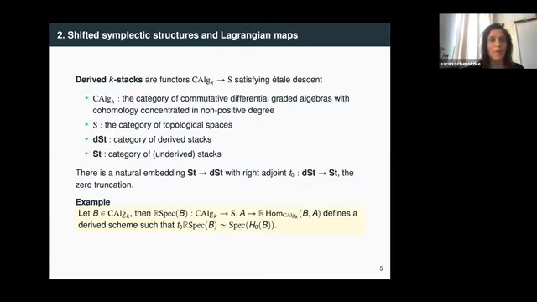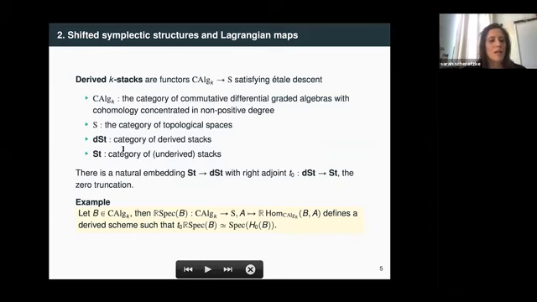Okay, so let us move on to the derived setting. So we're going to work with derived stacks. So what are derived stacks? They are functors from the category of commutative differential graded algebras whose cohomology is concentrated in non-positive degree. And they're functors to the category of spaces, of topological spaces, and they're functors which satisfy étale descent conditions.